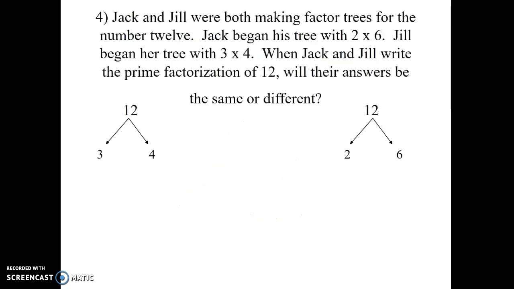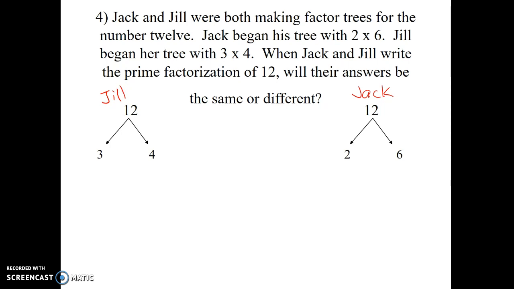Look at this one. Jack and Jill are both making factor trees for the number 12. Jack begins with 2 times 6. Here's Jack. And Jill begins with 3 times 4. When Jack and Jill write the prime factorization of 12, will their answers be the same or different?